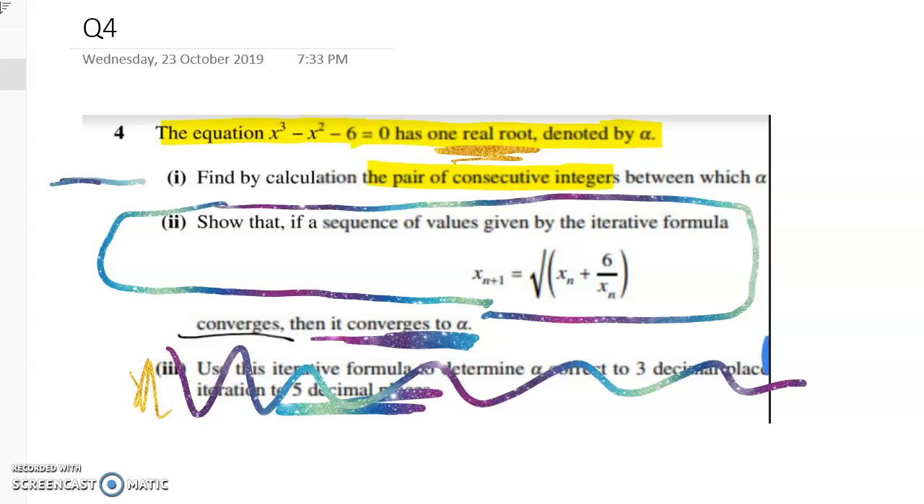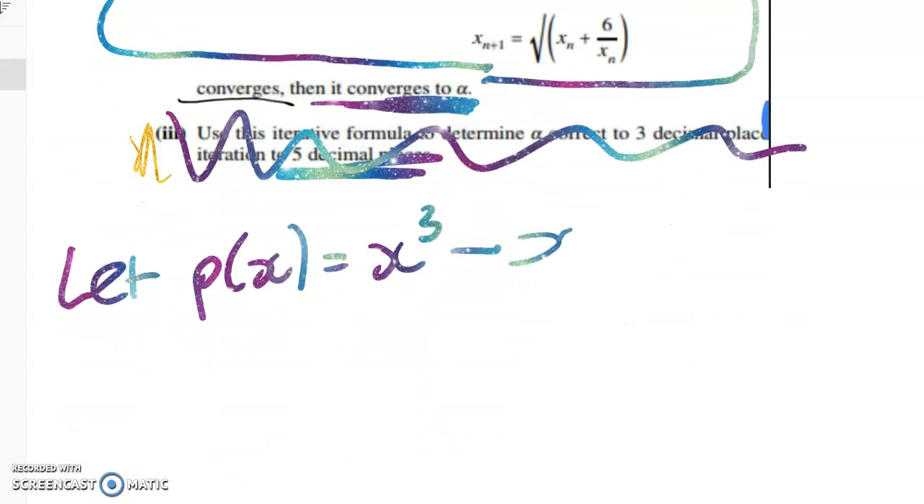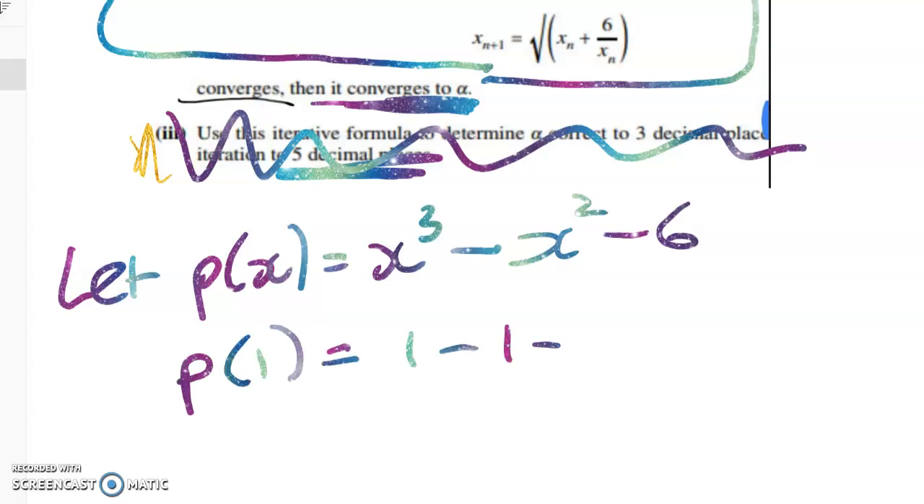So what is going to help me to figure out where the root lies? Well, it's going to be the remainder theorem. We're going to look for a change of sign in that. So Joseph, I know you didn't need help with this bit, but I'm going to do this anyway. So let's start by saying let p of x equal x cubed minus x squared minus 6. And let's just start with x equals 1 and see what we get. Well, we get 1 minus 6, which is negative 6, which is less than 0.